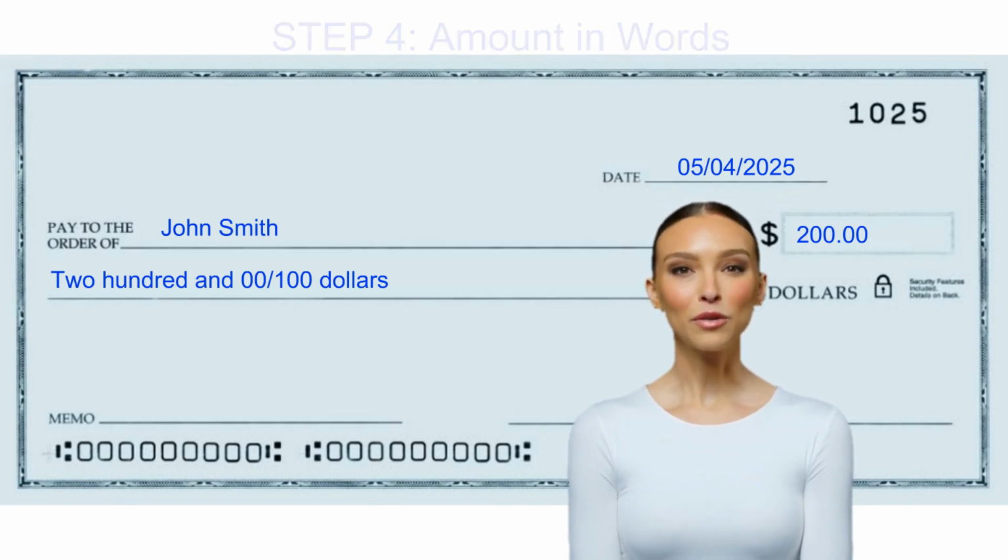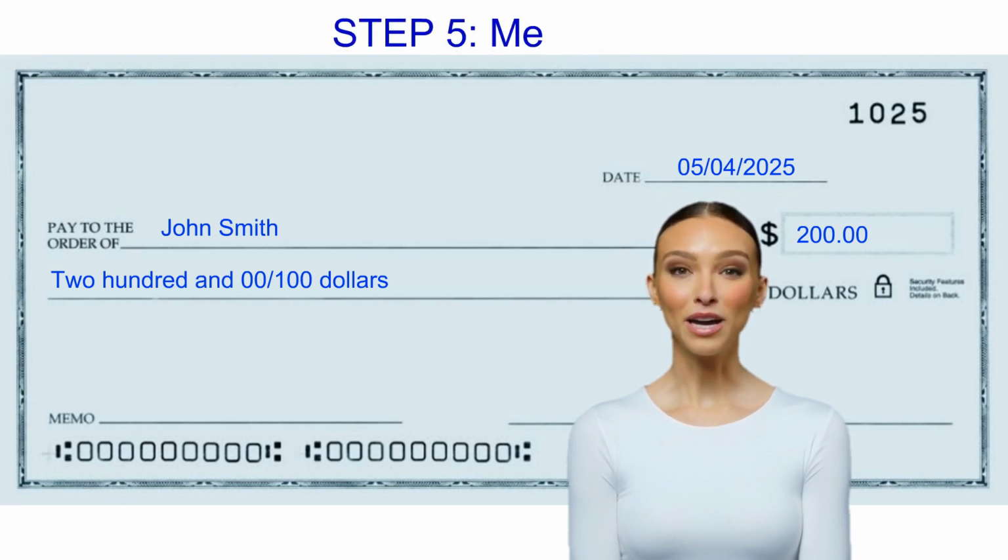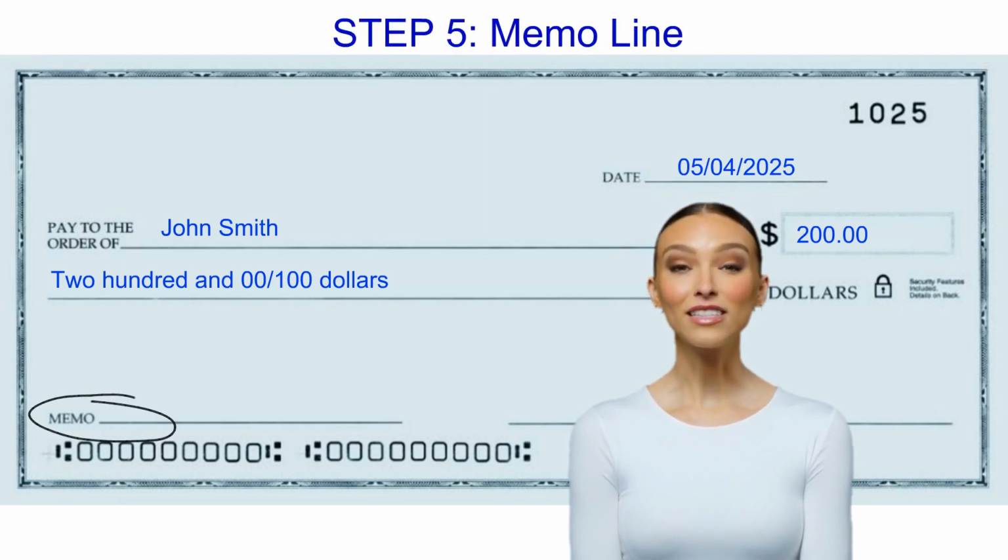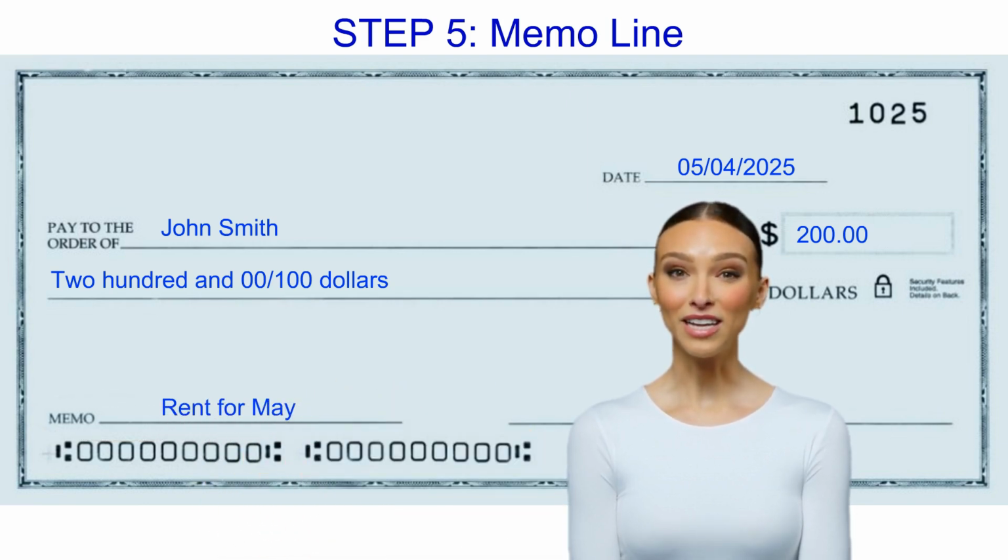The next part is optional, but super useful. It's the memo line in the bottom left corner of the check. This is where you explain what the check is for. It could say rent for May, or birthday gift, or even invoice 1023. Adding this helps keep your records organized and helps the person you're paying know exactly what the check is for. If you've ever wondered what to write on a check, this is the spot.